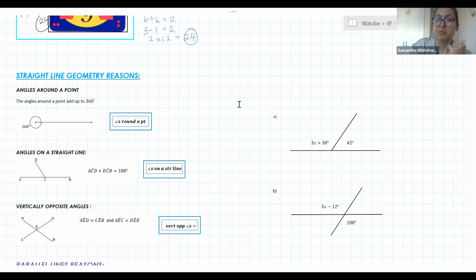Sorry, got a frog in my throat. Okay, so guys, basically we had 3 major groups of geometry reasons that we spoke about here in Watobe. So we spoke about straight line geometry, we spoke about parallel lines, and we spoke about triangles. Those are the 3 sort of groups of geometry reasons that we have learned so far. And so what we're going to do today is essentially just practice those reasons and make sure that we understand them.